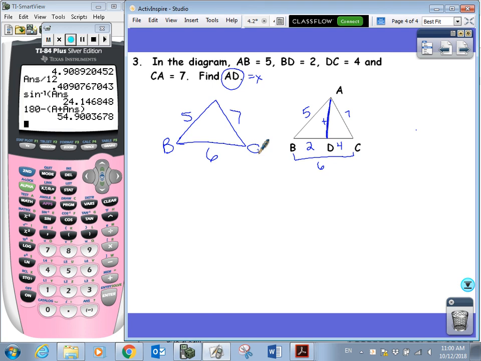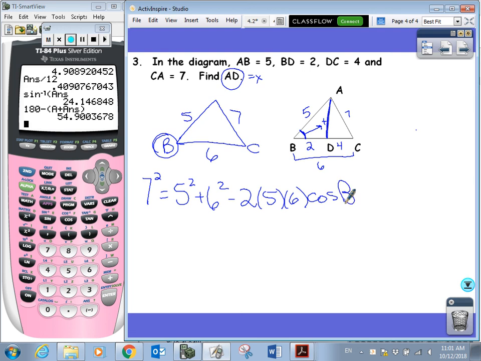It doesn't matter which one you do. B and C are not going to be equal because one has a 5 across from it, one has a 7, but your final answer is going to be the same. I'm going to find angle B. So I'm going to find this angle, because it's across from that side. They're both across from X, but you just have to pick one. It doesn't matter which one. All right, so if angle B is what I'm looking for, 7 is across from that, so 7 squared equals 5 squared plus 6 squared minus 2 times 5 times 6 times the cosine of B.